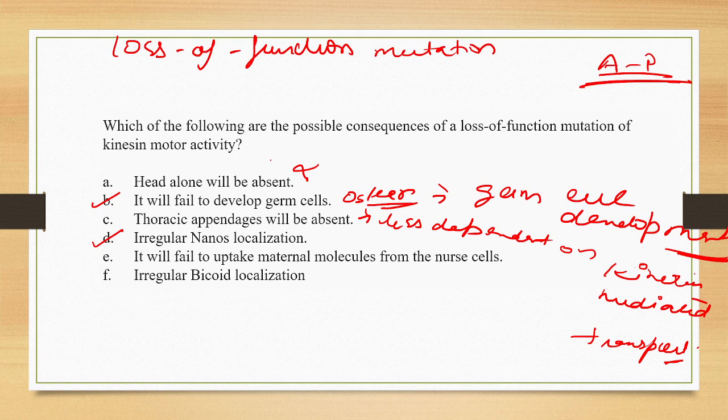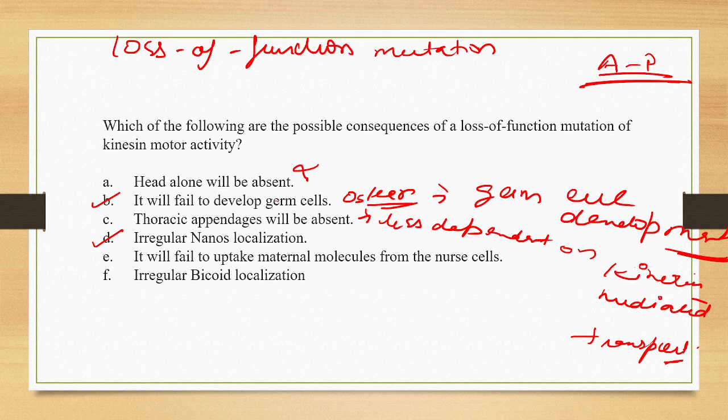So from here only we can say that option A is incorrect. Why? Because the loss of kinesin will inhibit nanos localization also, and nanos is responsible for posterior development. That means not only the anterior portion is affected, your posterior portion is also affected.